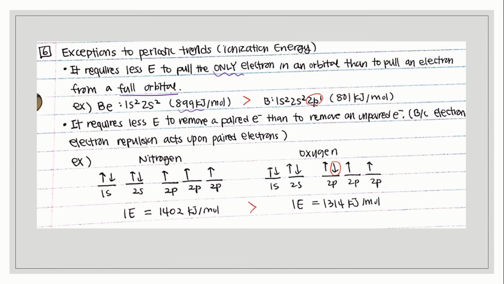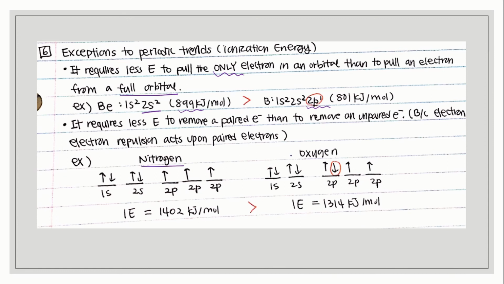And that is because it's easier to pull the only electron in an orbital, which is the electron in the 2p orbital, than pulling an electron from the full orbital, because beryllium will be more stable than boron, because boron has just an extra electron in a p orbital alone by itself. So the ionization energy of boron will be less than the ionization energy of beryllium because it's easier to pull the only electron in an orbital. And next, it requires less energy to remove a paired electron than to remove an unpaired electron because electron repulsion acts upon paired electrons.